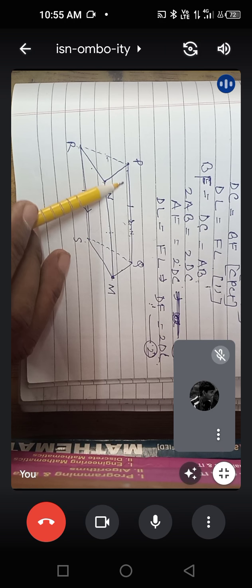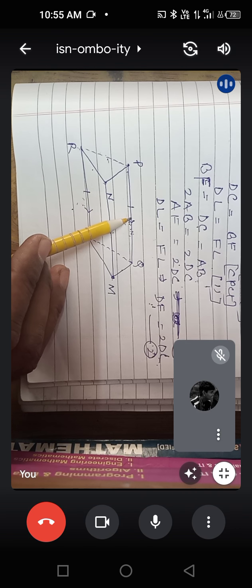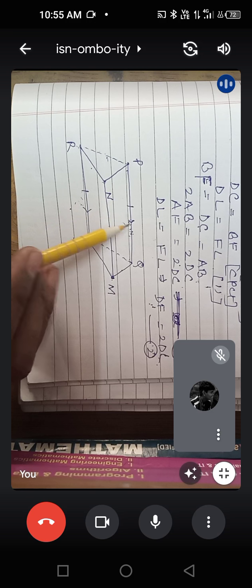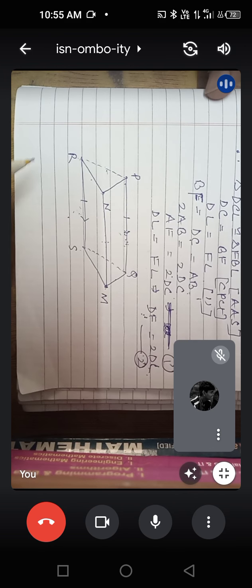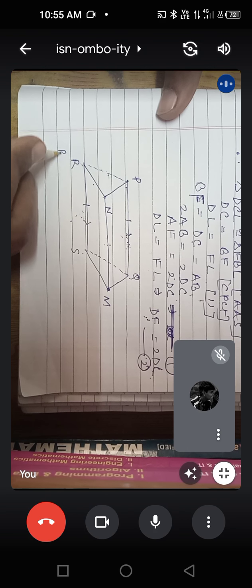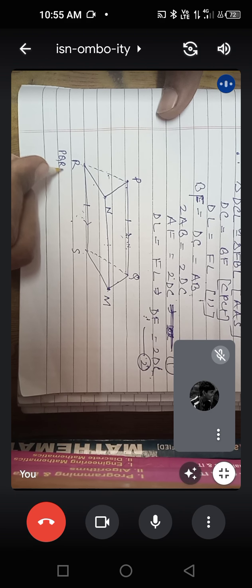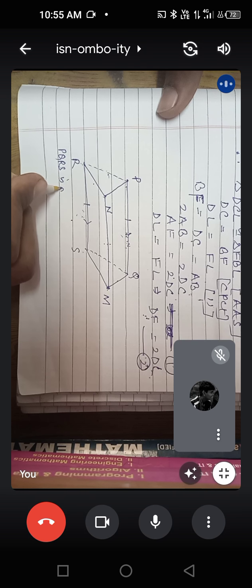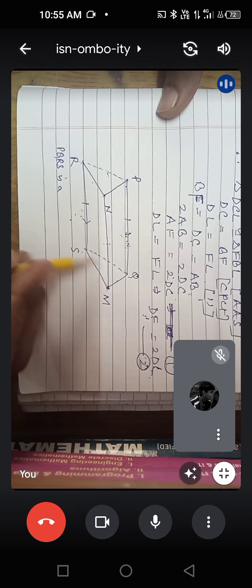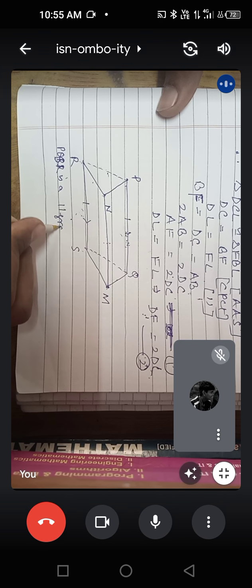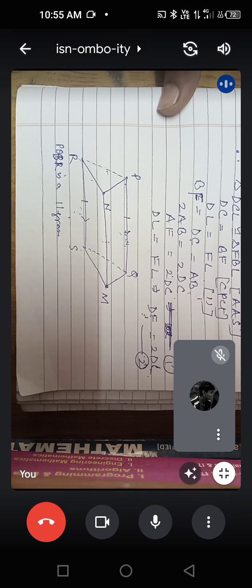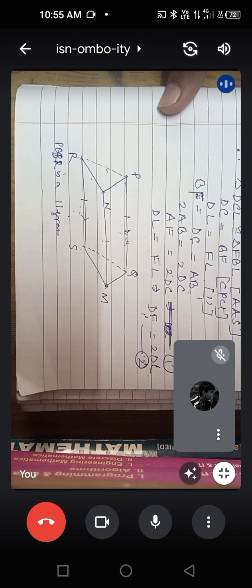So here, as I told you, this side and this side both are equal. This side is parallel to this, so it forms a parallelogram. So first point you see is PQSR is a parallelogram. Got it? So this is a parallelogram.